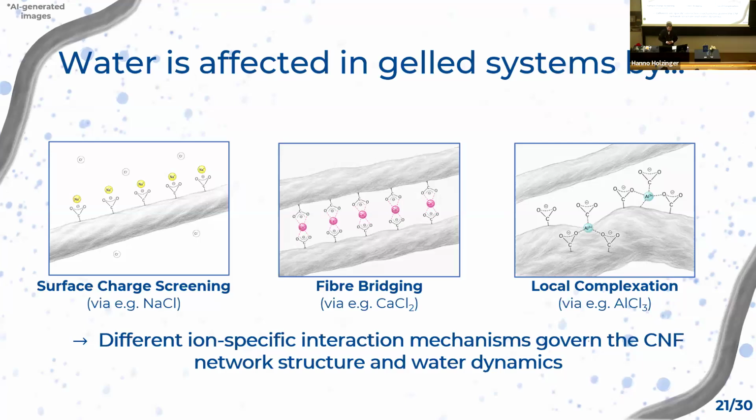With calcium ions, though, we still have the electrostatic screening between the fibers, shown here in the middle by the purple or pink ions, but now we also introduce ion-specific effects. Calcium can coordinate with carboxyl groups and therefore can act as a bridge between different fibers to actually lead to higher connected structures. With the addition of aluminum ions, the interactions become even stronger.